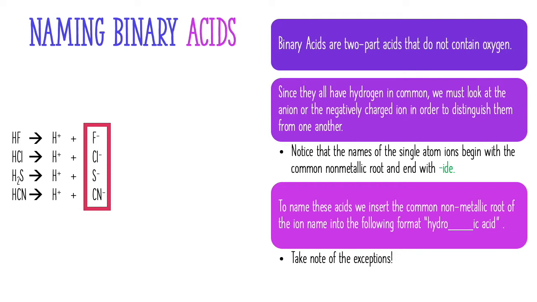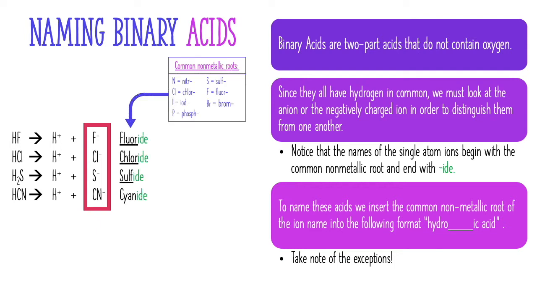Let's go ahead. I'm going to list out the names of all these ions, these anions. So we have fluoride and chloride and sulfide and cyanide. And if you notice, all of these ion names end with IDE. And so anytime you have an anion that ends with IDE, you're going to use the rule for binary acids to name those acids.